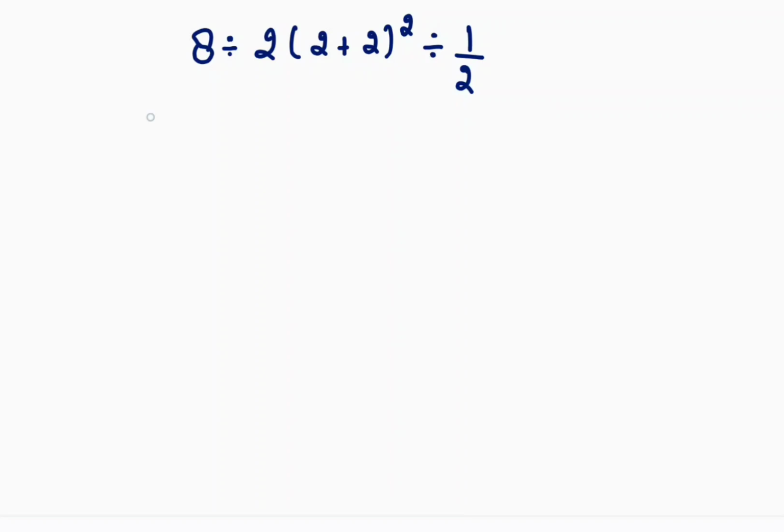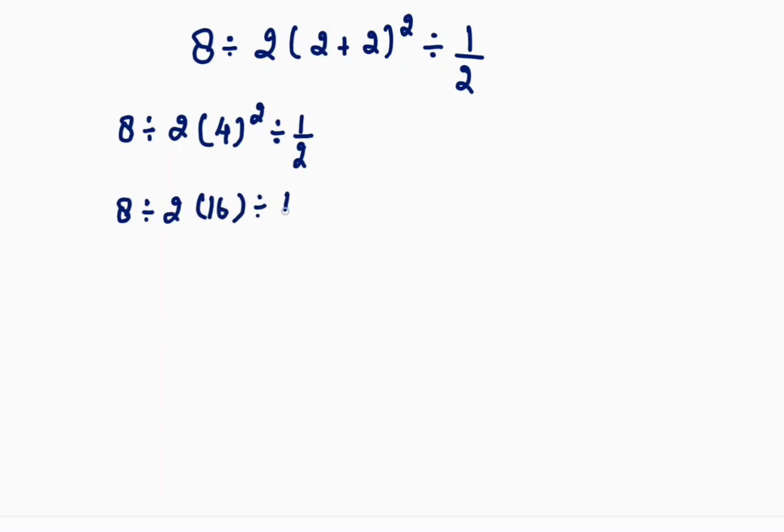Hi friends, usually to solve this, we write 8 divided by 2. 2 plus 2 is 4 square divided by 1 by 2. 8 divided by 2, 16 divided by 1 by 2. 8 divided by 32 divided by 1 by 2. 8 divided by 32, 1 by 4 divided by 1 by 2, which is equal to 1 by 2.